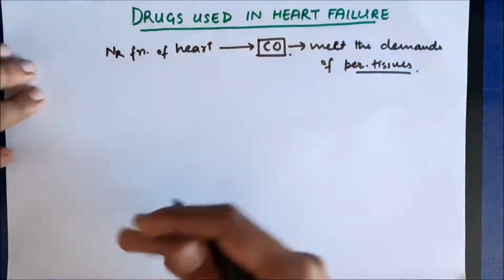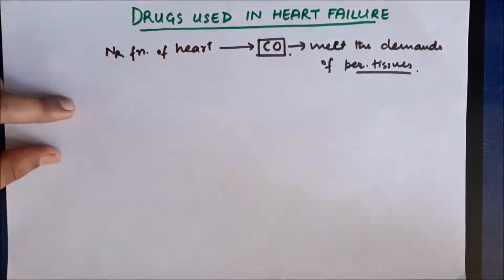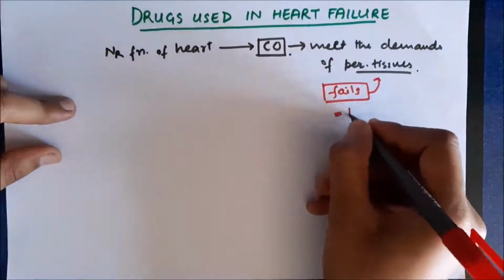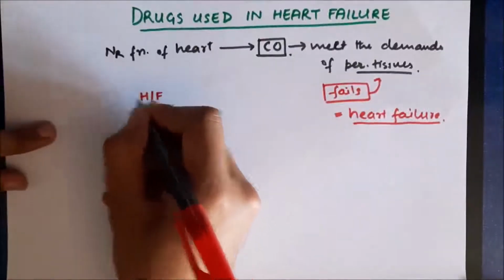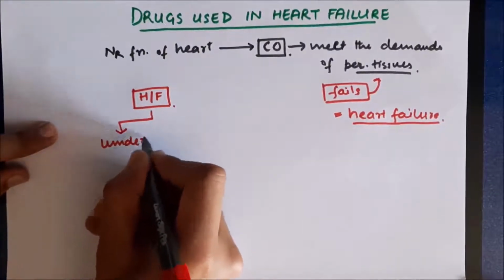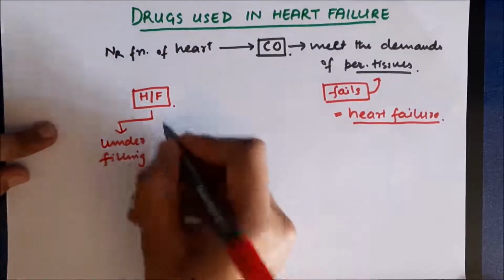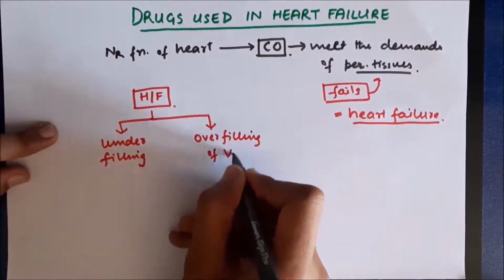If, due to some reason, the heart is not able to meet the demands of peripheral tissues, then the condition is called heart failure. Heart failure can occur whenever there is underfilling of ventricles. If there is underfilling of ventricles, the ventricles will not be able to pump enough blood, and that will result in heart failure. It can also occur if there is overfilling of ventricles.